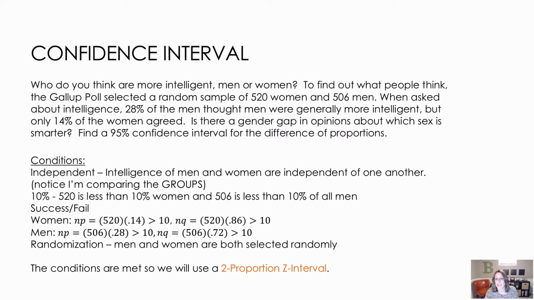Is there a gender gap in opinions? So we're not saying who is actually more intelligent. We're saying, is there a gender gap in the opinions about which sex is smarter? And we're doing a 95% confidence interval. So we're going to check the conditions. Note that I'm comparing the groups for independence. So viewpoints about intelligence of men and viewpoints about intelligence of women are independent of one another. 10%, I'm checking both. Success, fail, I'm checking both. Randomization, I'm checking both. And then I say the conditions are met. So we'll use a 2 proportion z interval. And of course, that should also be a normal model.